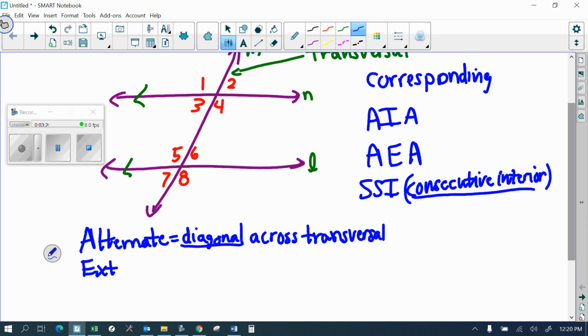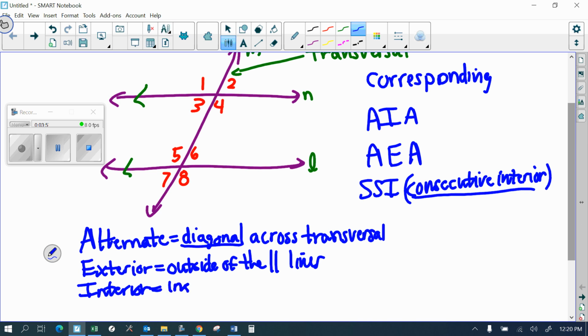Whenever we say exterior, we are referring to outside. And what is it outside of? Outside of the parallel lines. Technically they don't have to be parallel lines, but in our situation, they're parallel lines. Interior means inside, so inside of the parallel lines. If they weren't parallel, it would just be inside the 2 lines cut by the transversal.